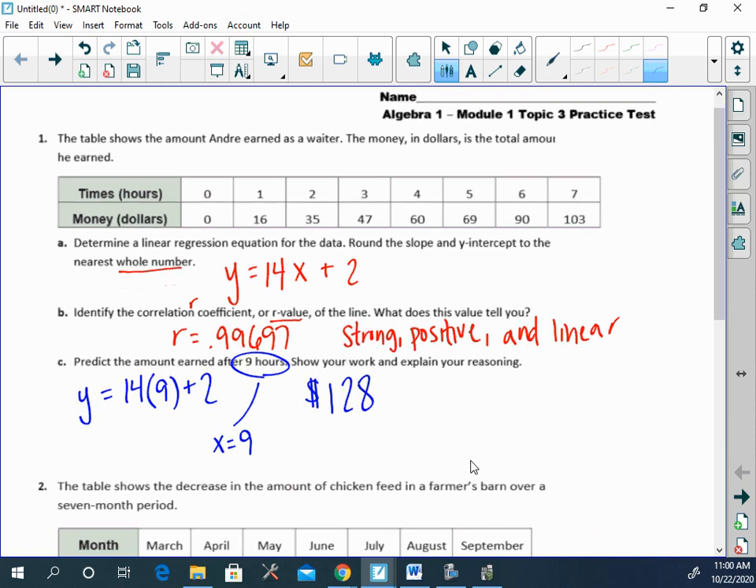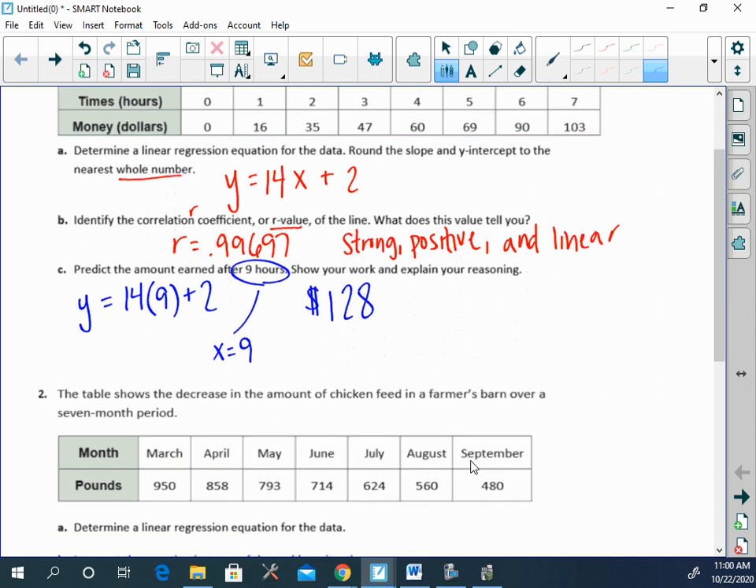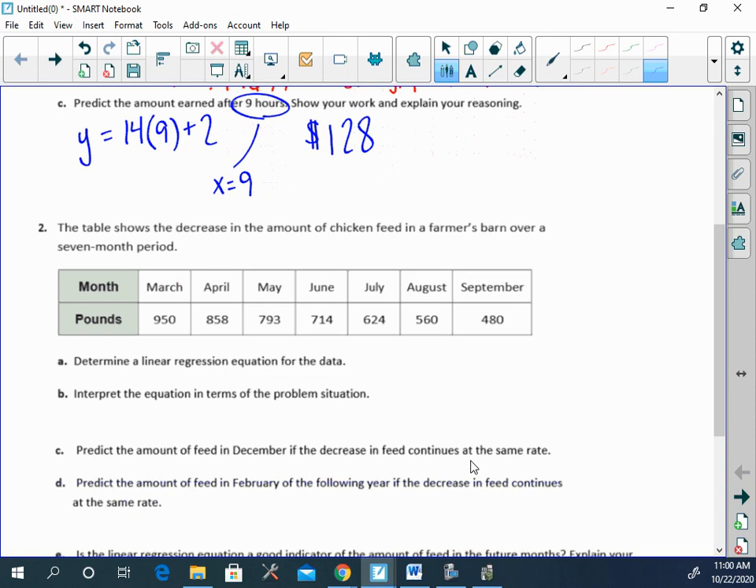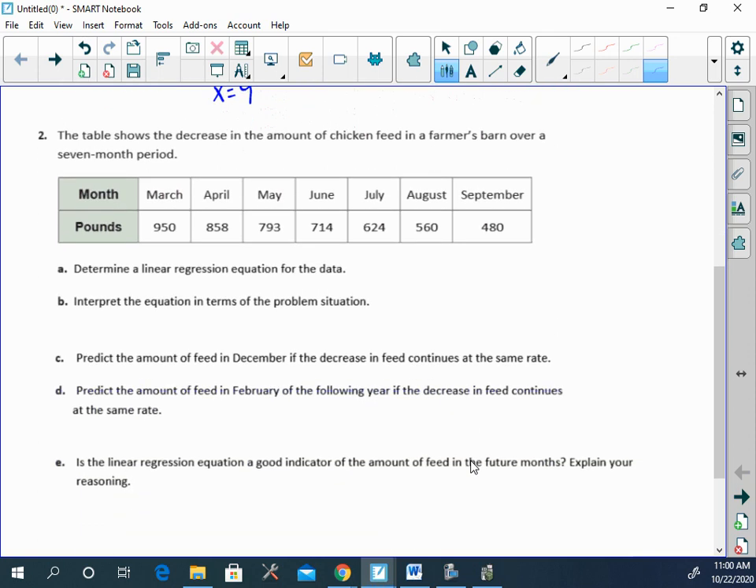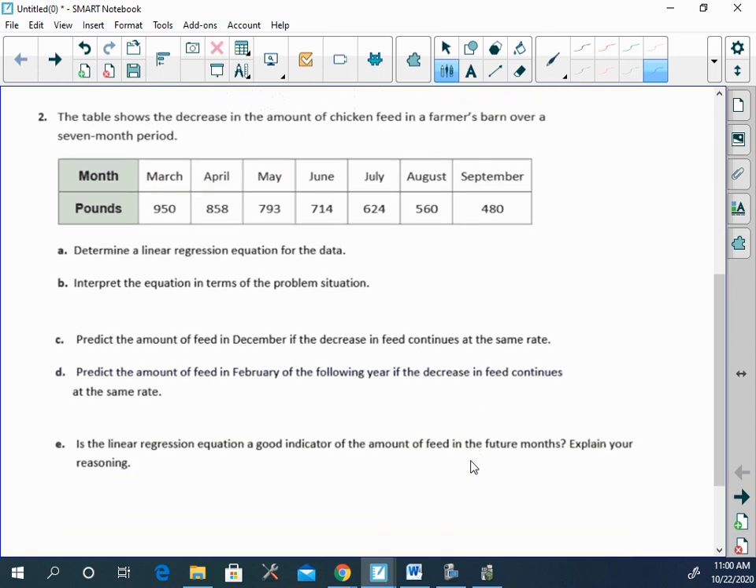All right, so number 2. Here we're given a new table. So the table shows the decrease in the amount of chicken feed in a farmer's barn over a 7-month period. Determine a linear regression equation for the data.